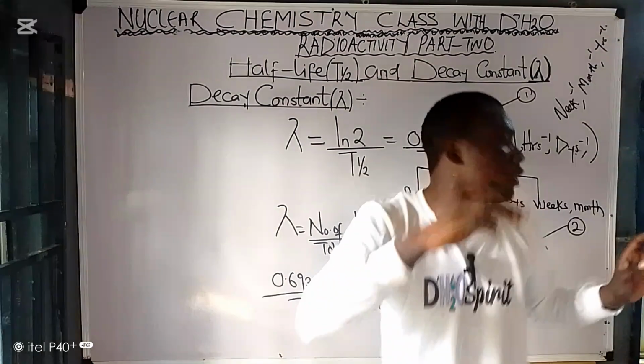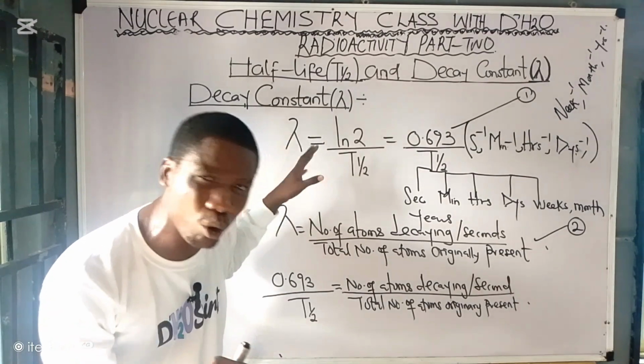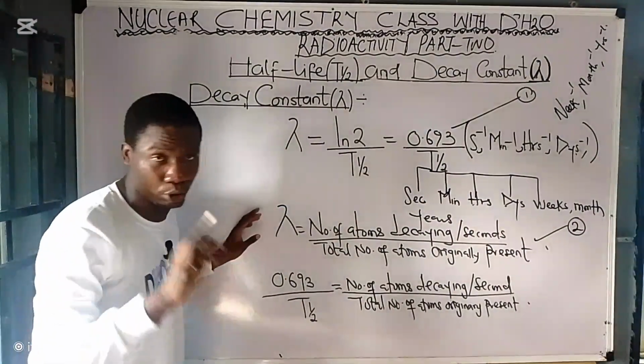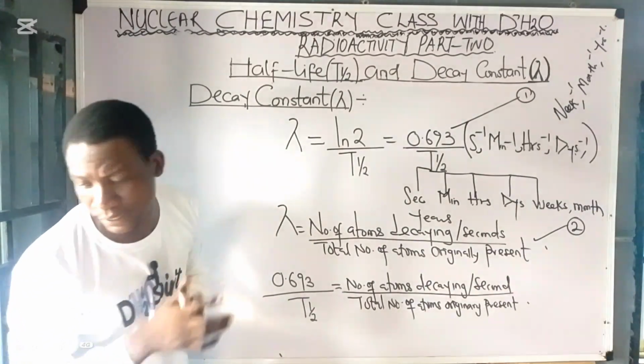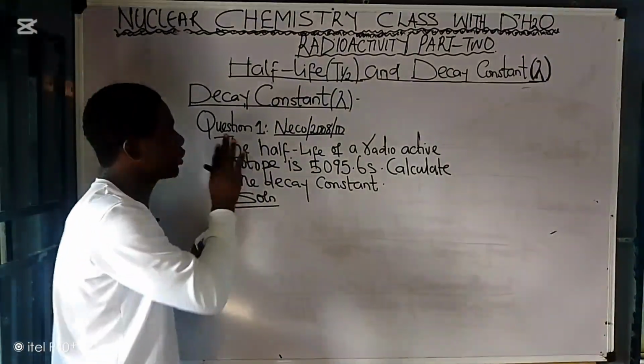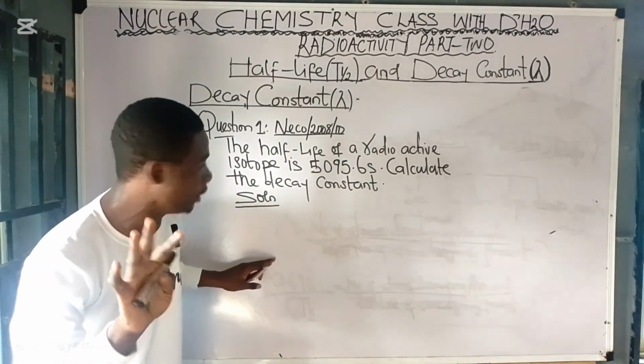Now, because of this formula, I'm going to give you two important questions. One from NECO exam and one from JAMB. Now, we are going to use this formula to solve before we continue. Let's do that quickly. Let's take this question. This question is from NECO 2008, question number 10. Look at this question closely.